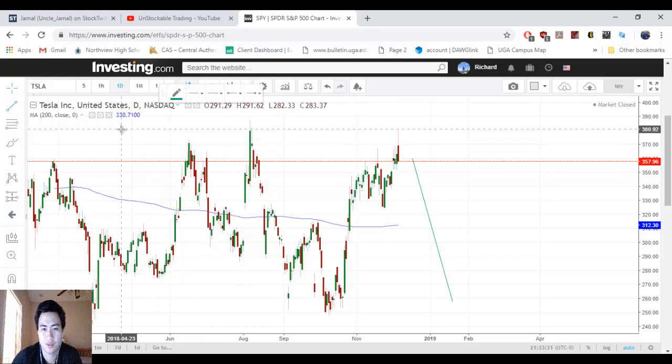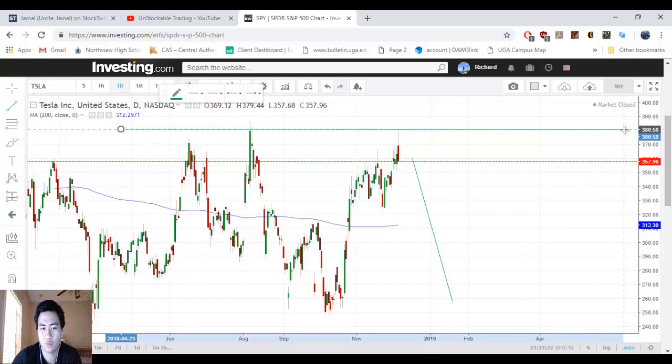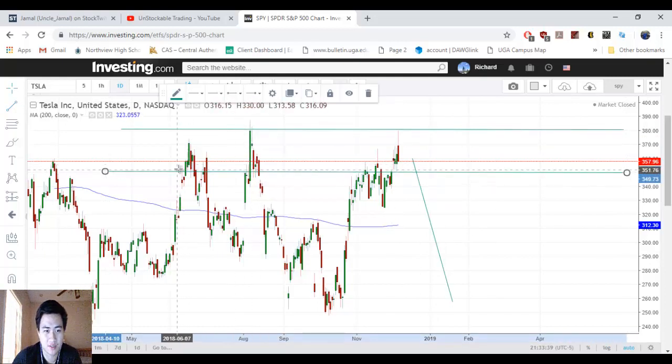We know the resistance is right here because the wicks are rejecting, and the support is right here because this is where the price is trading the most. Once we break this, we break out. Once we break this down, we break down. Same thing here. We break up, we break all the way up. We break down here, we break down, and then the price is trading the most.